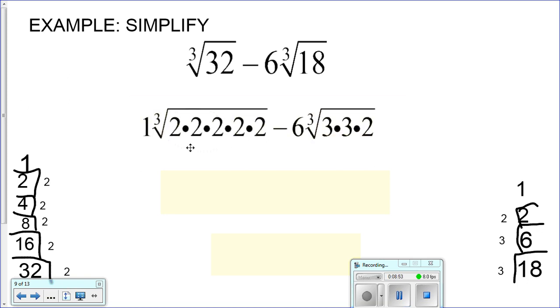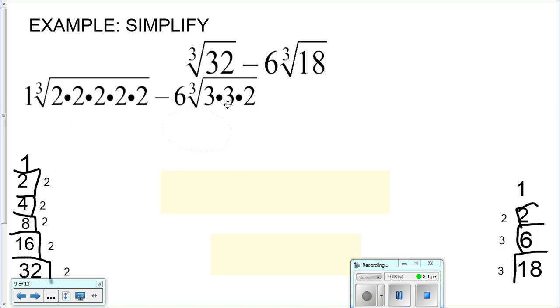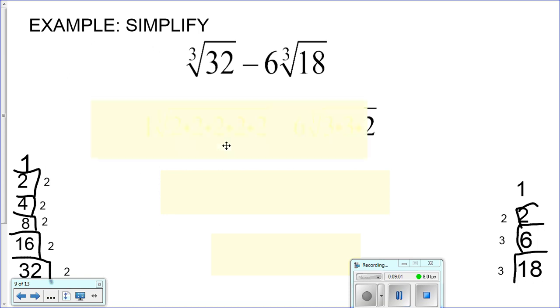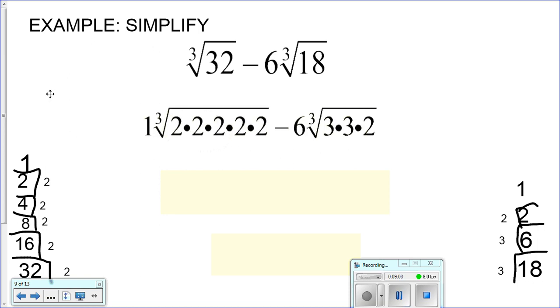And I get a triple of 2's here, because I need triples because it's a cube root. And I wrote in the 1 because it didn't have a coefficient there. I wanted to make sure I knew what it was. But over here, I have no triples, so I have to leave it as is.